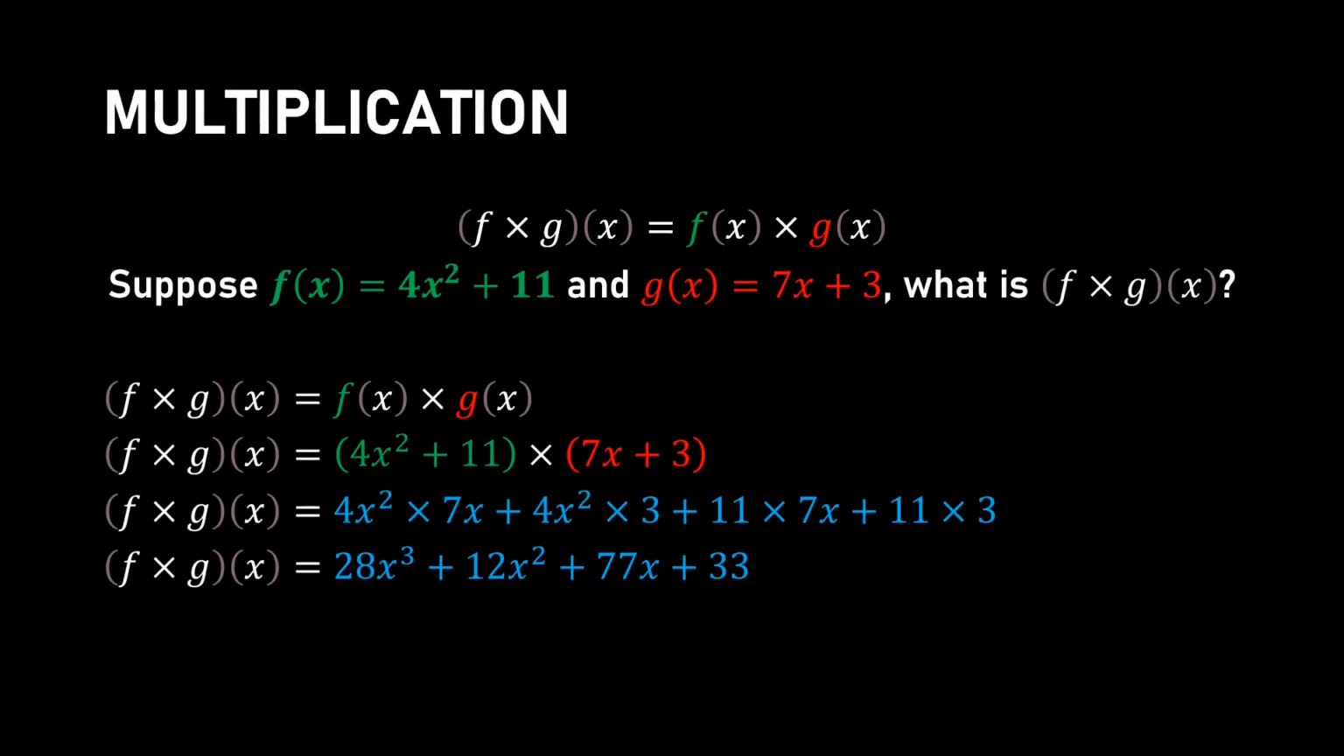Let's move to multiplication. Now, I bet you're seeing a commonality with these three, being that they have the same formula but with a different operation. You can bet that they have the same steps too, as seen here. Substitute the values, multiply, then simplify until you arrive at your final answer, which is 28x cubed plus 12x squared plus 77x plus 33.